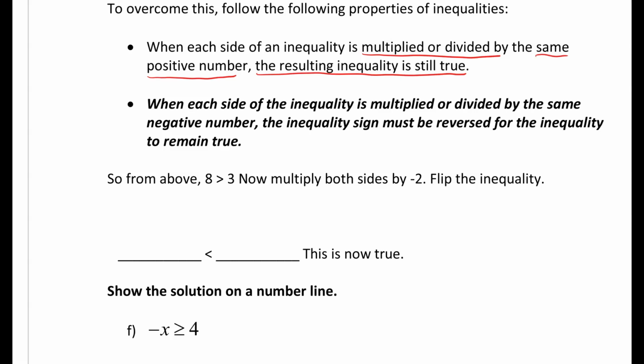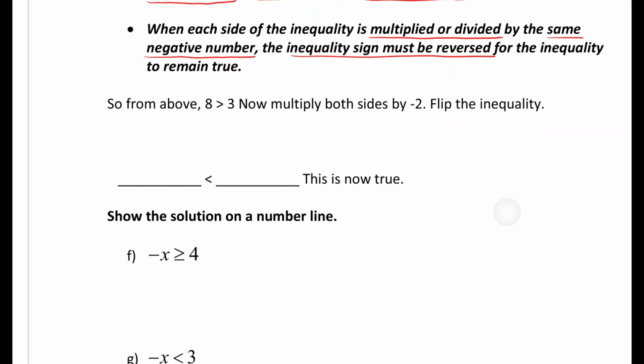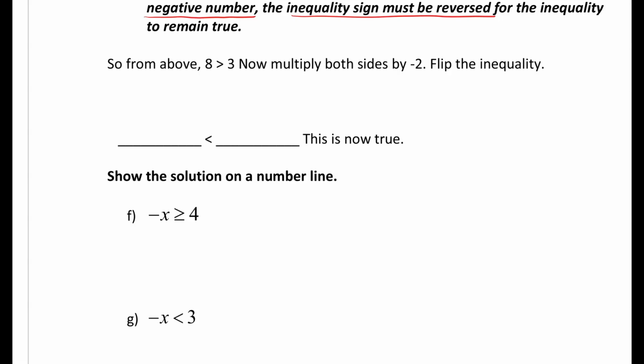When each side of the inequality is multiplied or divided by the same negative number, the inequality sign must be reversed for the inequality to remain true. So when you're multiplying or dividing by the same negative number, the inequality sign must be reversed. So that's important. Whenever you're multiplying or dividing by a negative number, you have to reverse the inequality symbol.